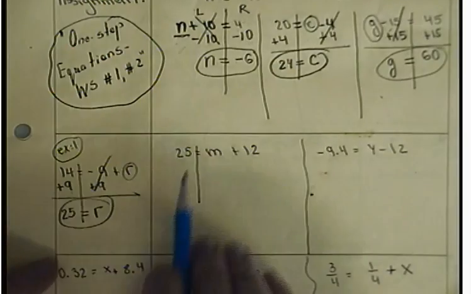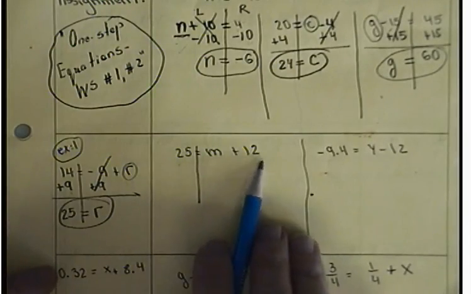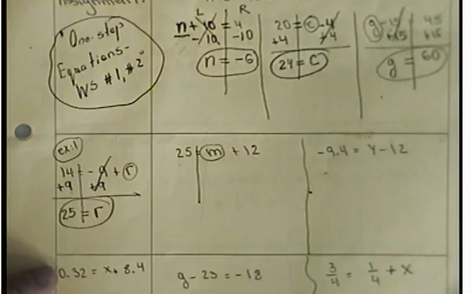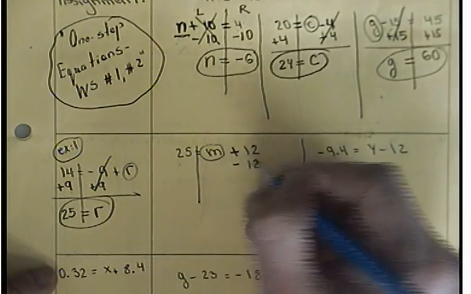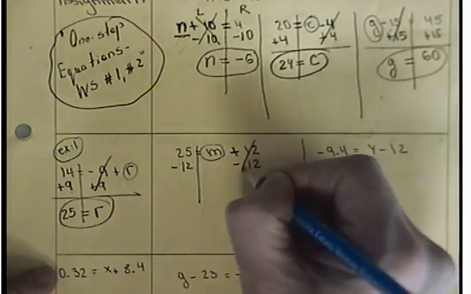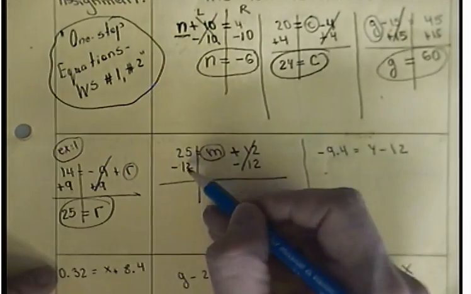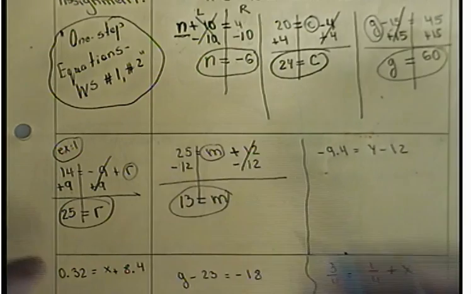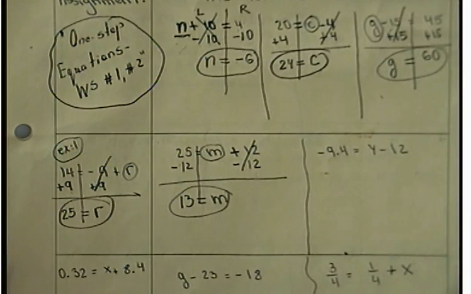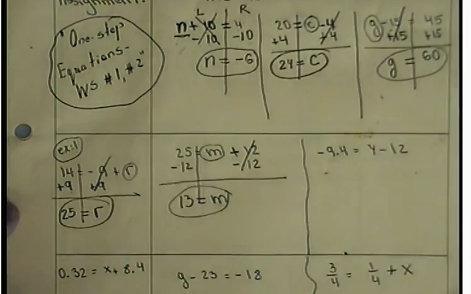We have 25 is equal to m plus 12. So circle m, it stays safe. This is plus 12, so the opposite will be minus 12 on each side. Okay, 25 minus 12 is 13 equals m. Final answer. Okay, I hope you're doing good so far. It's not so difficult. We just do one step equation at a time.